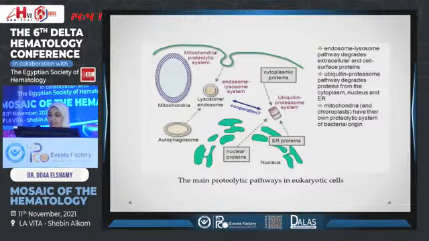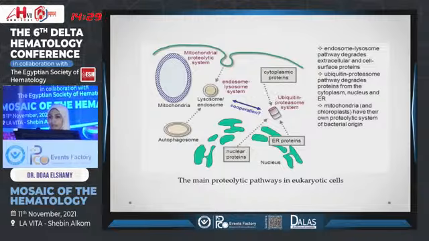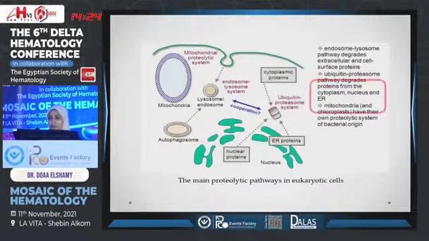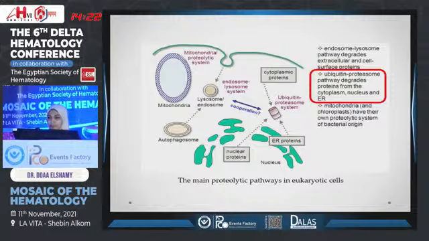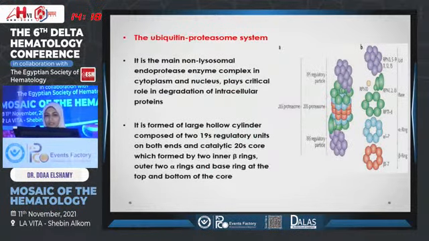The proteolytic system in eukaryotic cells is divided into the endosomal lysosomal pathway, which degrades extracellular and cell surface proteins, the ubiquitin proteasomal pathway, which degrades intracellular proteins, and the mitochondria, which have their own proteolytic system. Specifically talking about the ubiquitin proteasomal pathway, it's the main non-lysosomal endoprotease enzyme complex in the cytoplasm and the nucleus, and plays a critical role in the degradation of intracellular proteins.